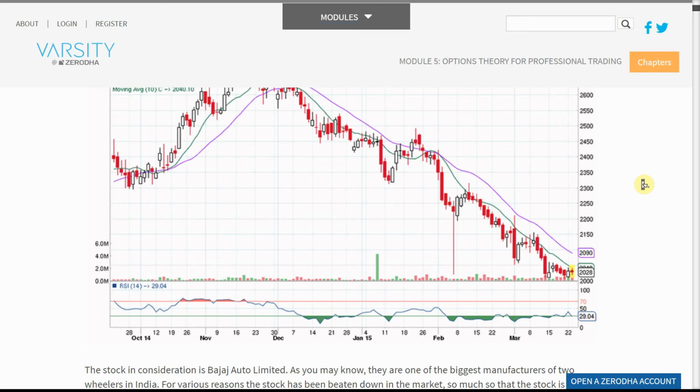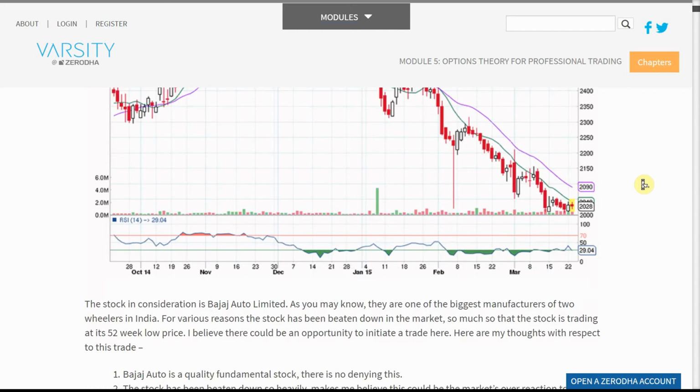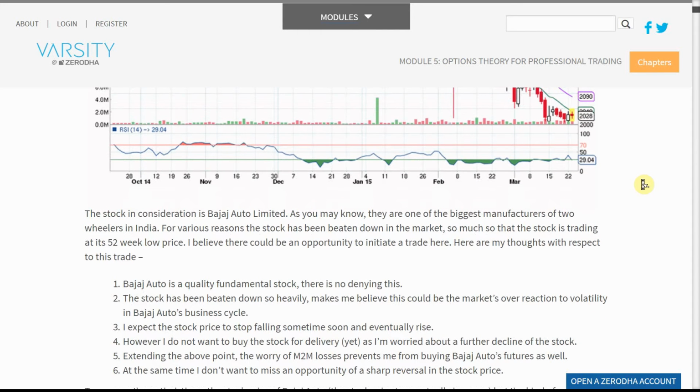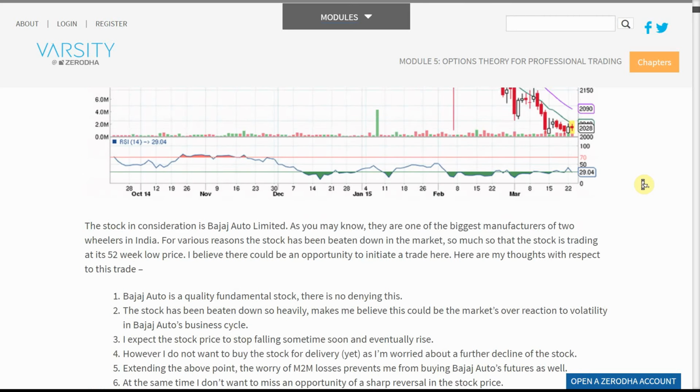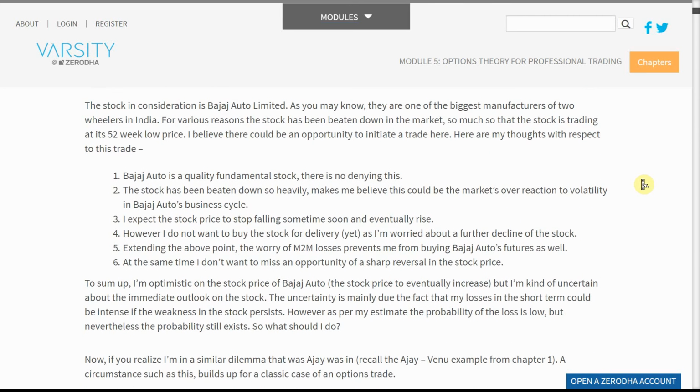Here are my thoughts with respect to this trade. Bajaj Auto is a quality fundamental stock. There is no denying this. The stock has been beaten down so heavily, which makes me believe this could be the market's overreaction to volatility in Bajaj Auto's business cycle. I expect the stock price to stop falling sometime soon and eventually rise.